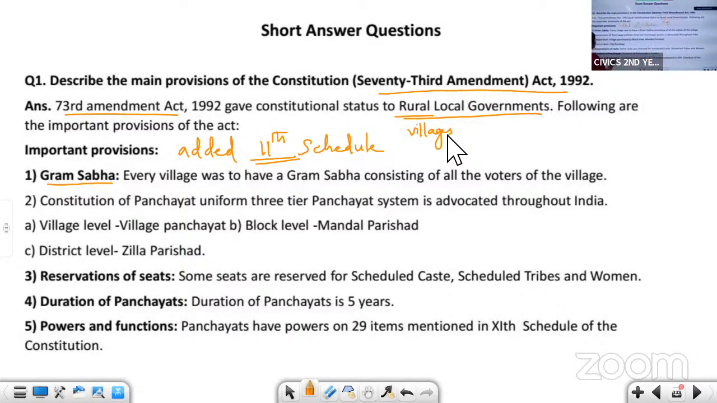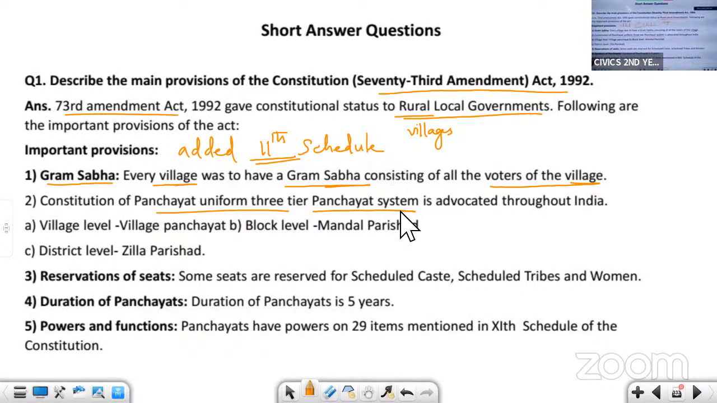Okay, so Gram Sabha, every village was to have Gram Sabha. Every village shall have Gram Sabha, and this Gram Sabha will consist of all the voters of the village. So Gram Sabha consists of all the registered voters of the village. And the Constitution has adopted a uniform three-tier panchayat system that should be advocated throughout the country.